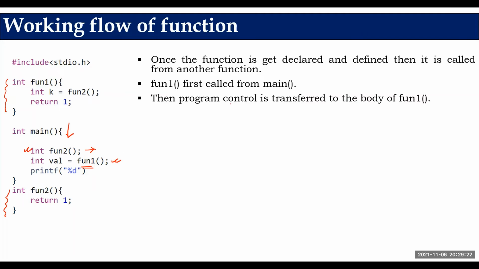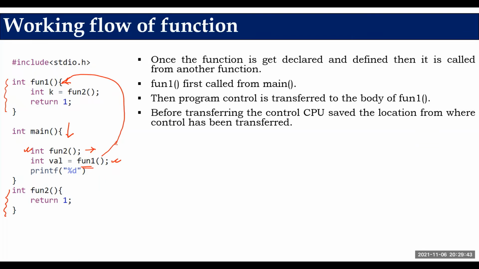Then program control is transferred to the body of fun1. Okay, so it's transferring to fun1. Before transferring, what steps will the compiler follow? Please note down now. Before transferring control, the CPU saves the location from where control has been transferred.